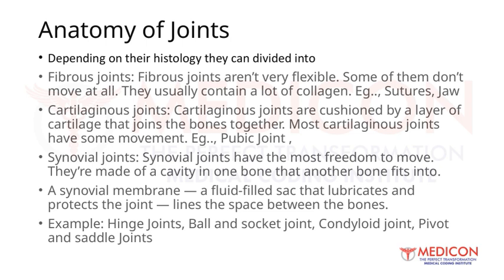Some common examples of synovial joints include hinge joints, like the elbow, ball-and-socket joints such as the shoulder or hip, condyloid joints, pivot joints, and saddle joints. These joints give us a wide range of motion and are essential for our daily activities. So, understanding these different types of joints helps us appreciate how our body combines stability and flexibility, depending on the specific function required.